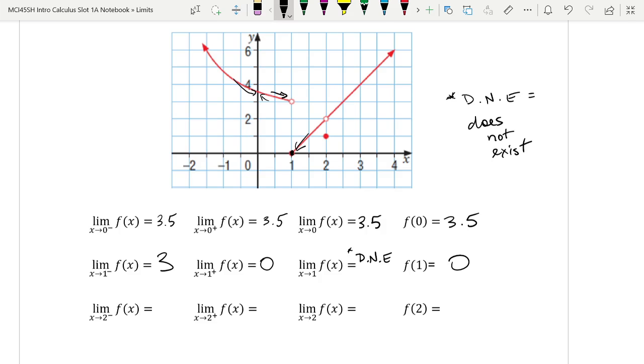All right, what happens as we approach 2? Well, as we approach 2 from the left, looks like we're heading towards a y value of 2. As we approach it from the right, we're getting towards a y value of 2. So we can say that the limit is 2, even though the actual value of the function at 2 is this dot down here, which is 1. All right, one more example.